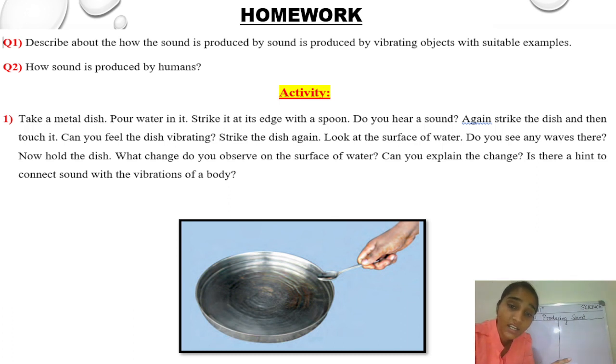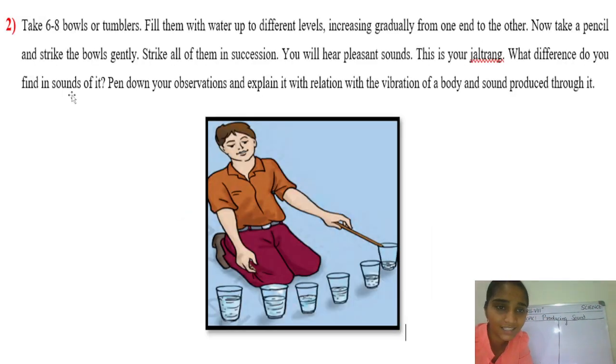Then strike the dish again, look at the surface of the water. What do you see? Do you see any kind of waves, or what happened? Now hold the dish. Okay, after holding the dish, what do you observe on the surface of the water? So students, you have to explain this in relation to sound and the vibrations of a body, which we have discussed.